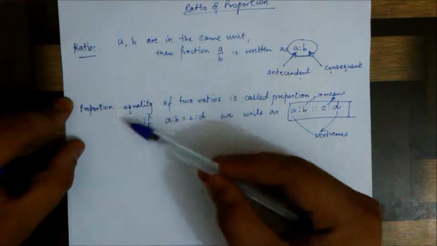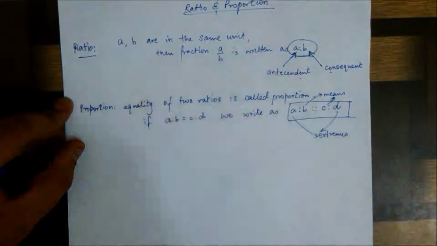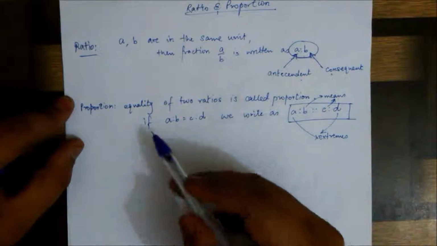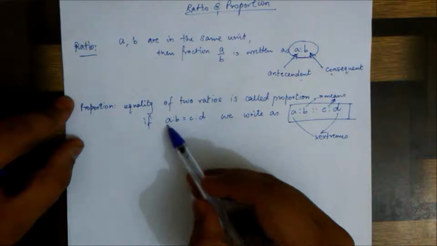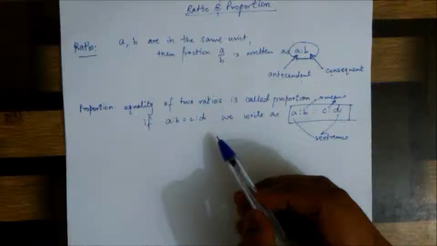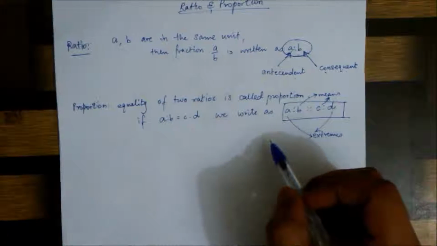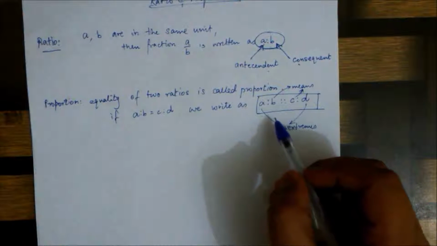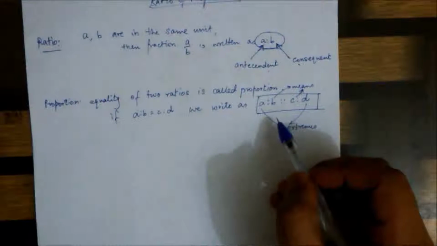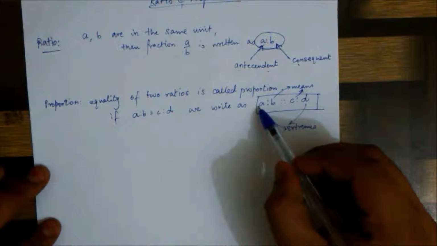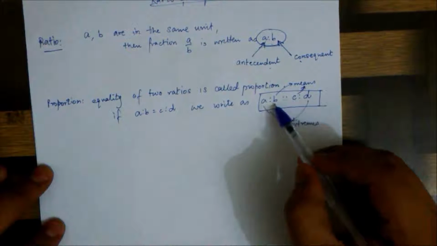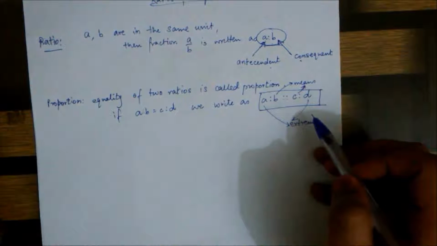Regarding the proportion, it's basically the equality of two ratios. For example, if we have A is to B as one ratio, and C is to D as the second ratio, we can equate these and write the proportion as A is to B in proportion to C is to D. Here A and D are known as extremes, whereas the middle terms B and C are known as means.